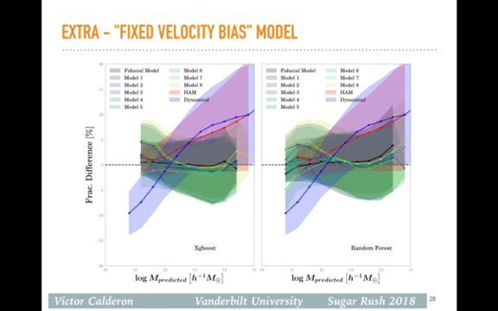The left and right plots are for the XGBoost and random forest algorithms, and as you can see they mostly behave similarly, but they still outperform the traditional methods.